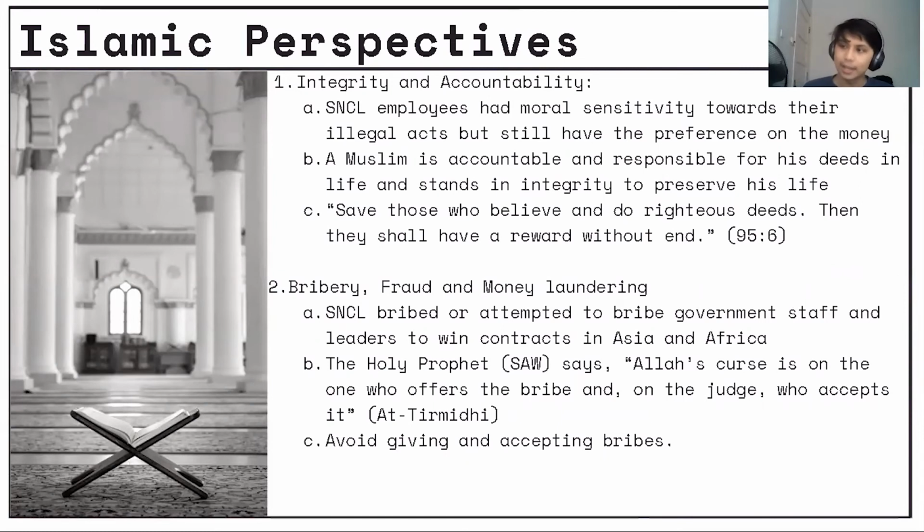SNC-Lavalin company employees had moral sensitivity toward their illegal acts, which are bribery, fraud, and money laundering. Yet they still gave preference to money over the ethical workplace code of conduct. They left their personal values at the door and consistently violated ethical and legal principles daily because it was the norm. This is where their values lack moral intensity. This shows that the executives and the employees at SNC-Lavalin did not have the integrity to hold themselves to the highest ethical standards and have strong, firm moral principles to stand against the corruption that happened within their company.